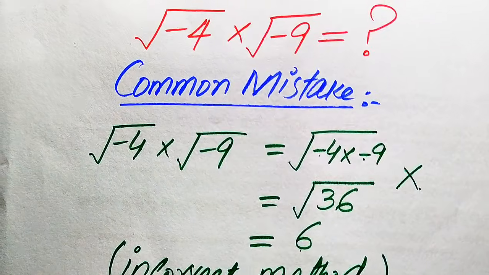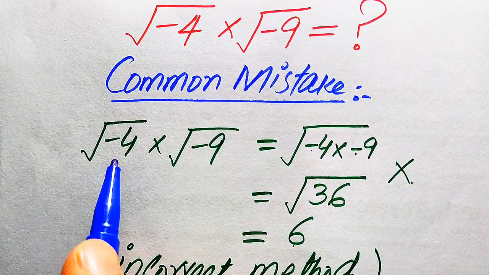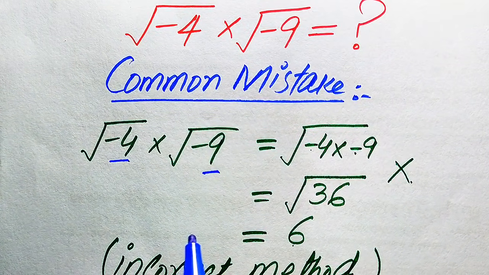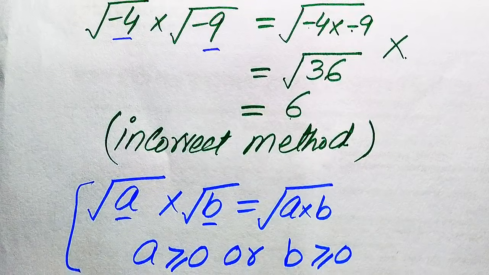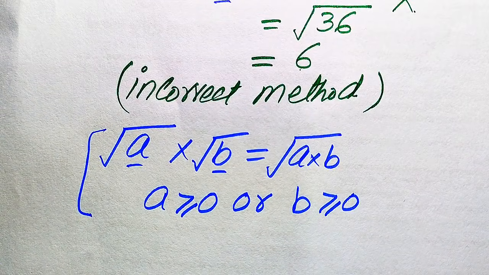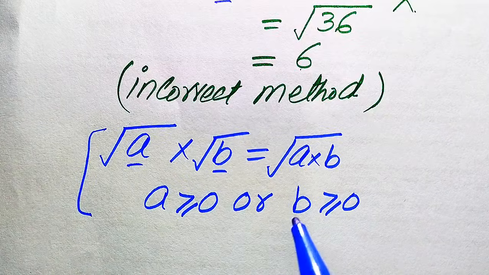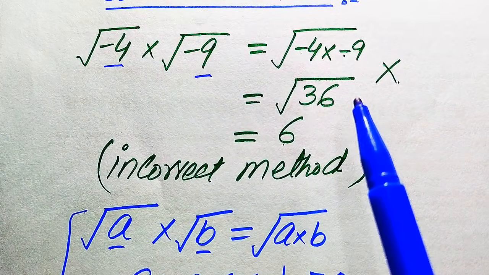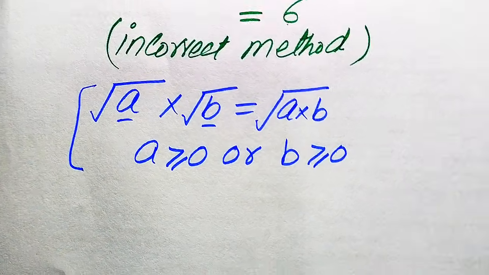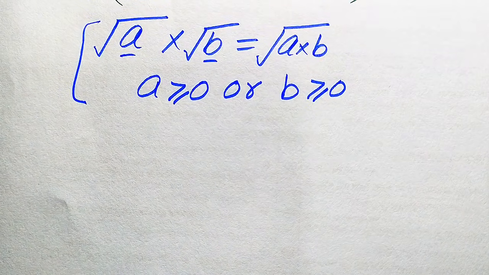But in our case, both of the values are negative. So in that case we cannot use this rule here. That's why if you solve this problem in this way, it is the wrong method. And now I will discuss the correct way to solve this problem.